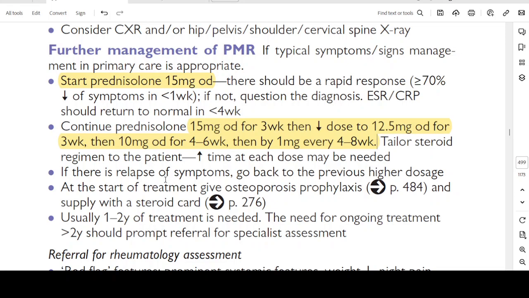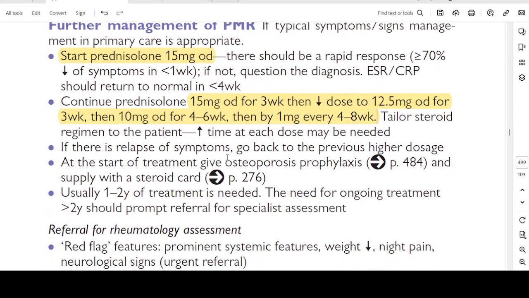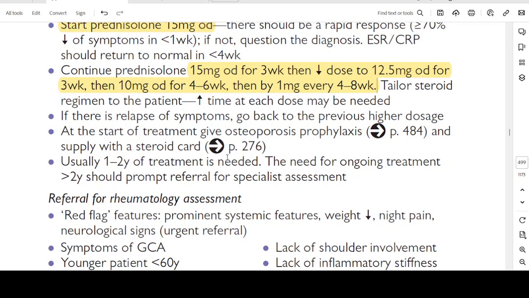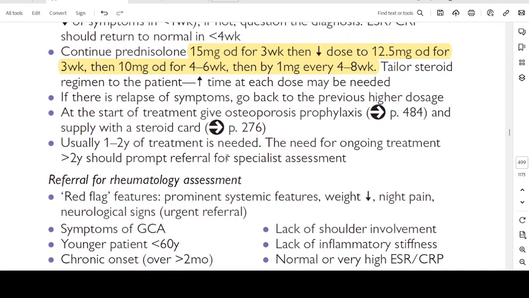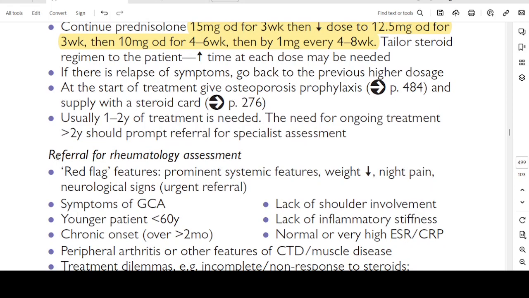Tailor the steroid regimen to the patient. Increased time at each dose may be needed. If there is a relapse of symptoms, go back to the previous higher dose. At the start of treatment, give osteoporosis prophylaxis and supply a steroid card. Usually 1 to 2 years of treatment is needed. The need for ongoing treatment for more than 2 years should prompt referral for specialist assessment.